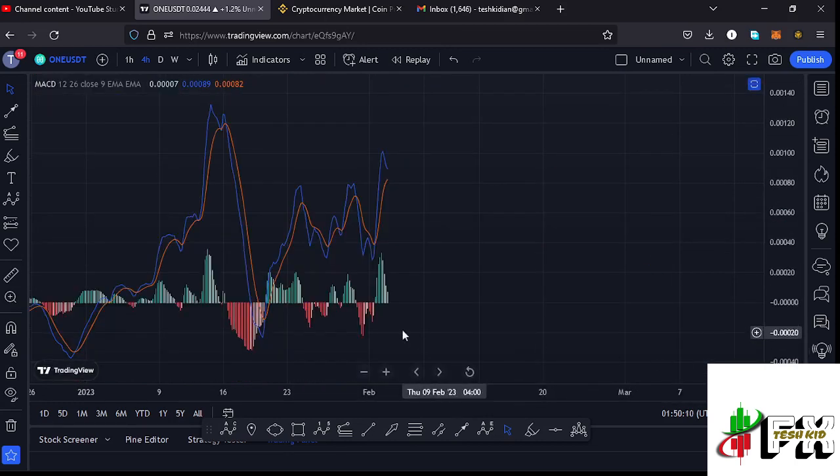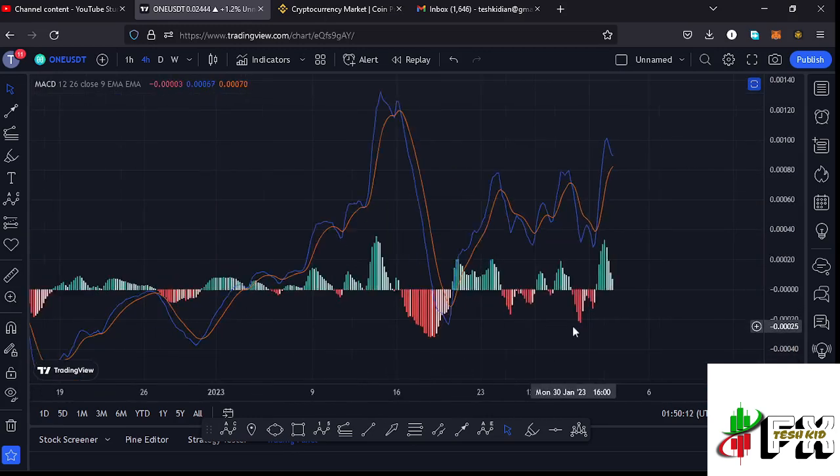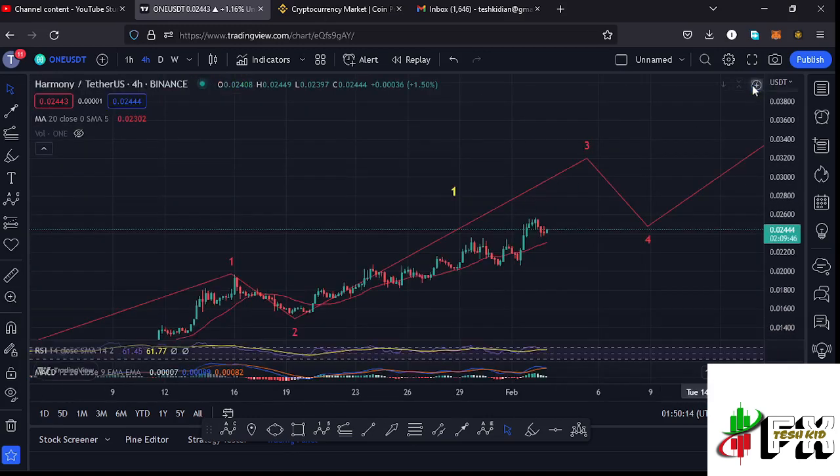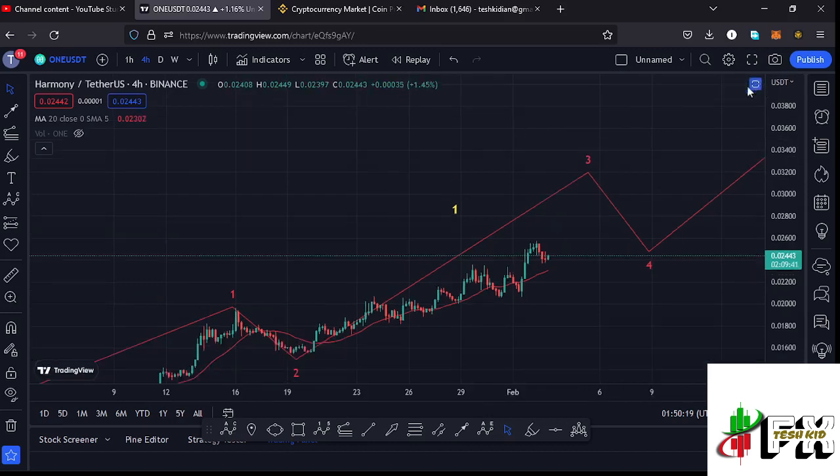And also taking a look at the MACD, we have been able to print a bullish cross, fully supporting the formation of that larger ED12 count 3. So let's be patient and see how that plays out, and I'll be keeping you updated.